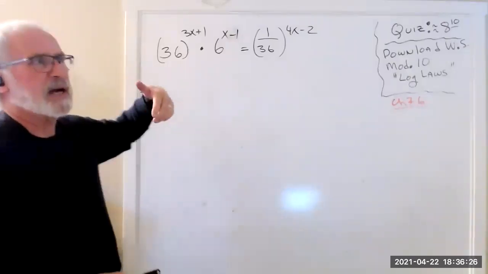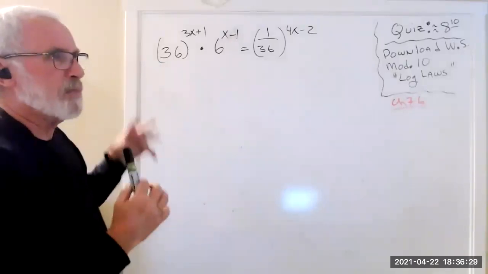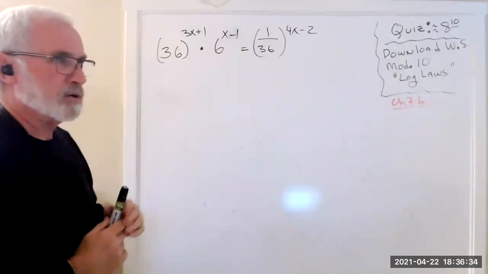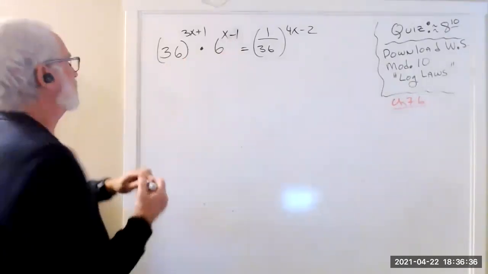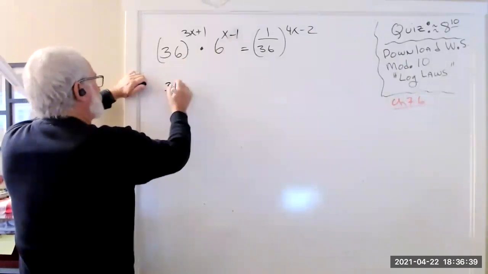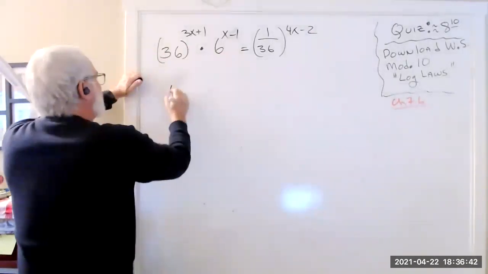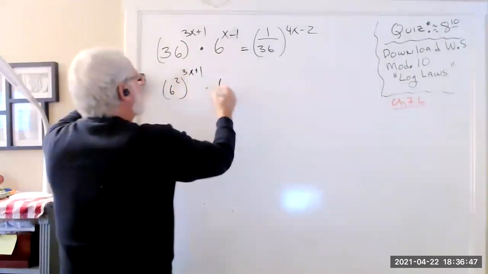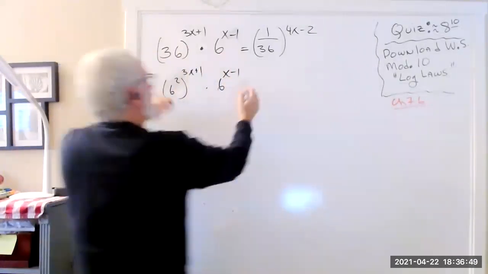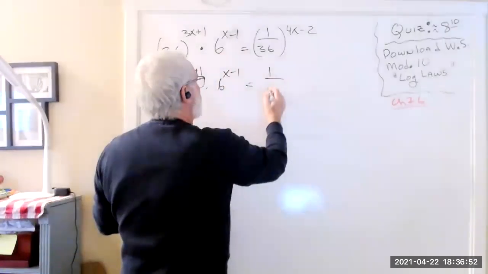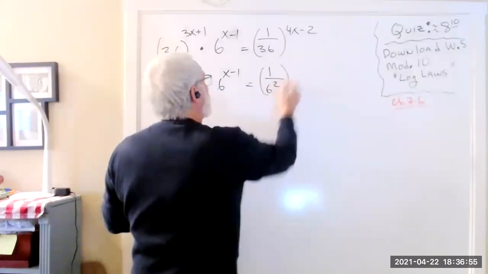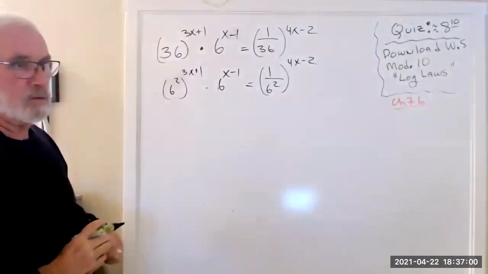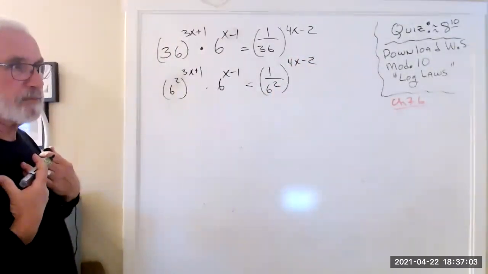So dig deep inside. What is the lowest base that each of these could be reduced to? 6. So this is 6 squared to the 3x plus 1 times 6 to the x minus 1 equals 1 over 6 squared to the 4x minus 2. That would be my first step.